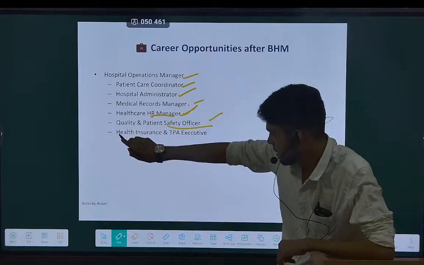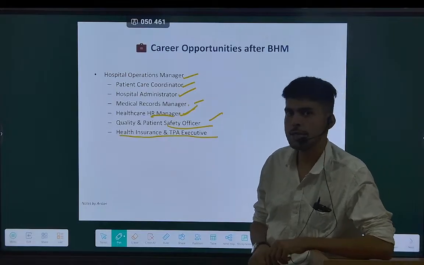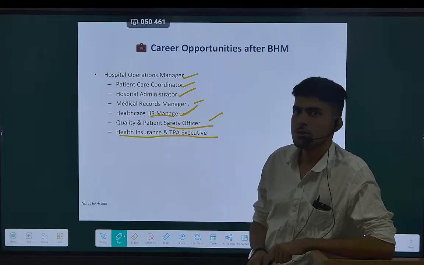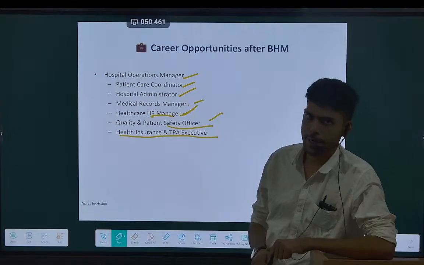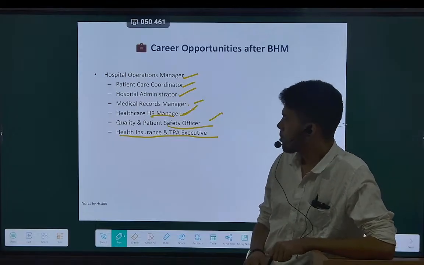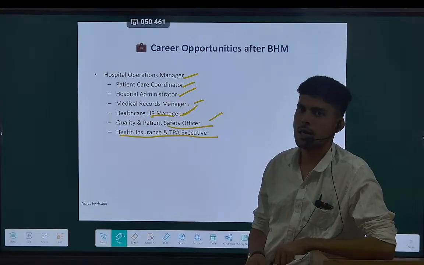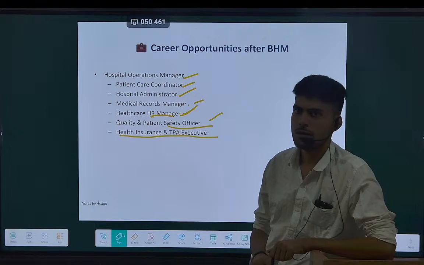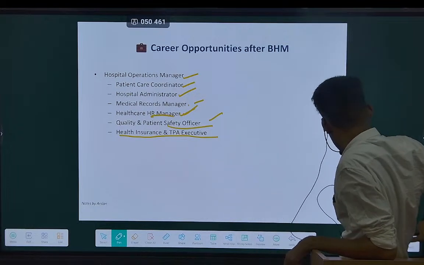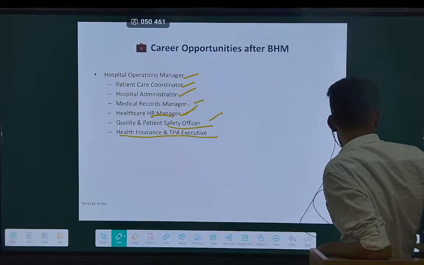Then there is one more sector where you can go, called health insurance and TPA executive. So when you learn about medical and when you learn about how these things work, you can also be a health insurance executive. Means you can tell people the benefit of insurance and you can also sell the insurance. Now we will go to the next.